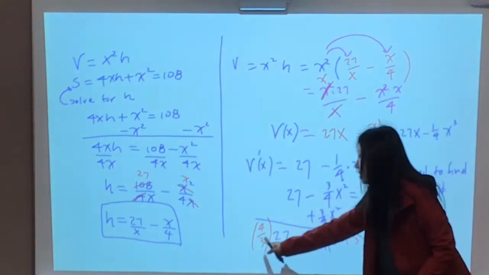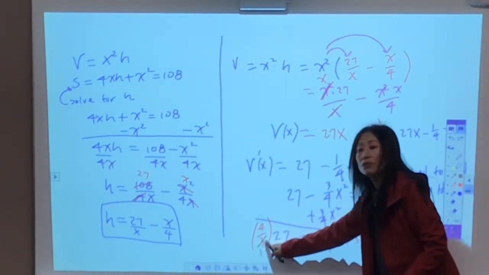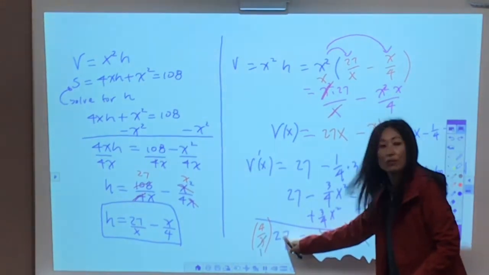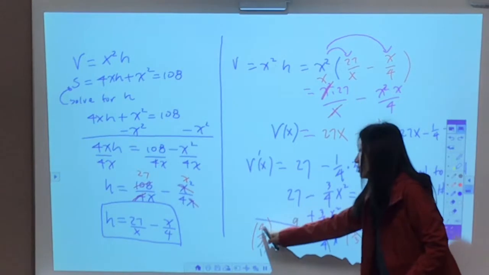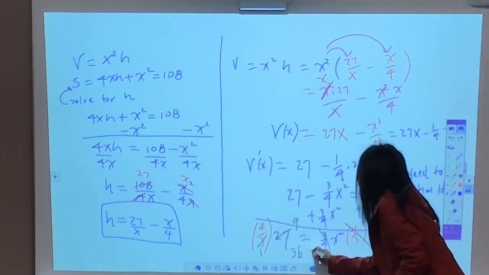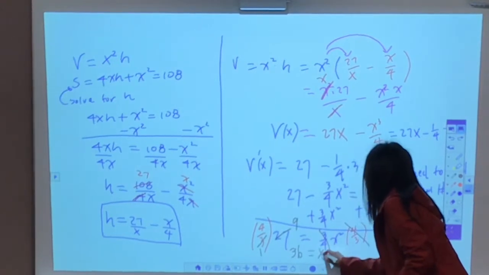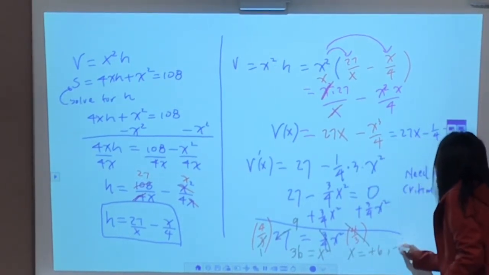Okay, so I have here, then you're going to say, oh, this is easy. 3 times 1 is 3. 3 times what gives you 27? 9. So 9 times 4 is what? 36. So 36 is equal to x squared. Then x is equal to what? Plus 6 or minus 6.